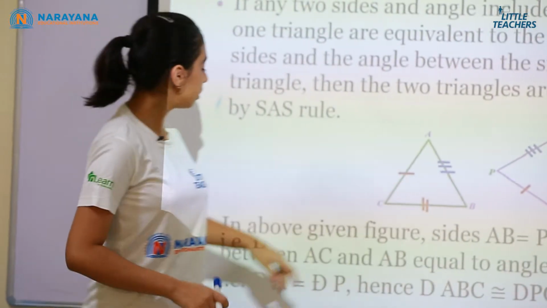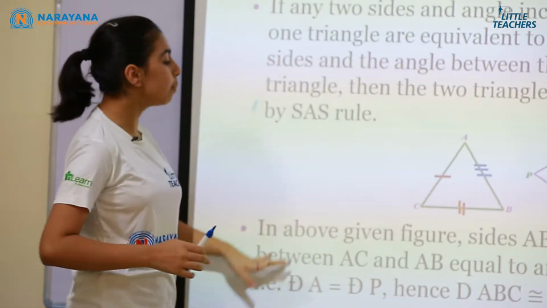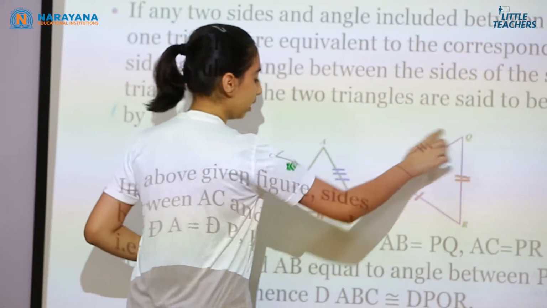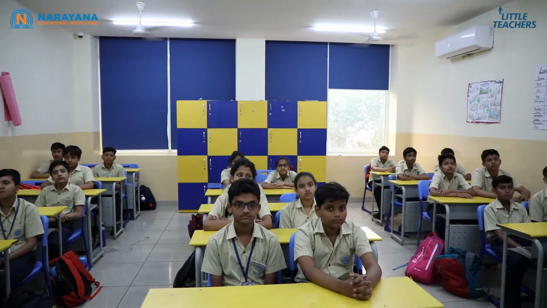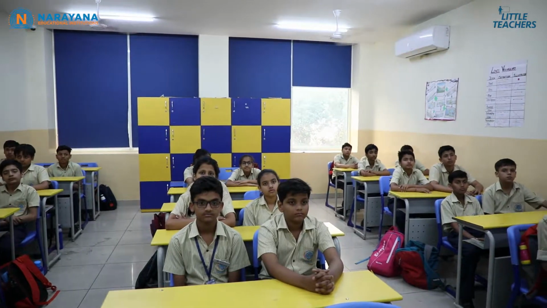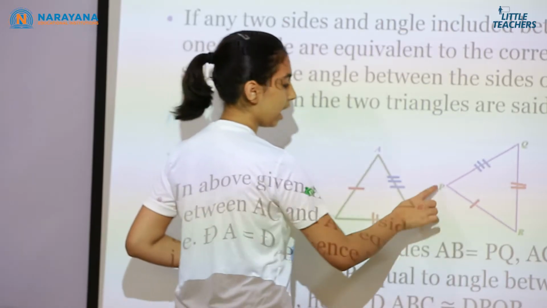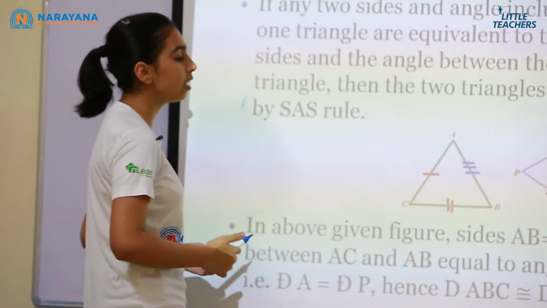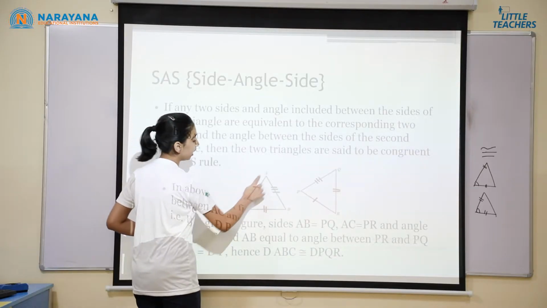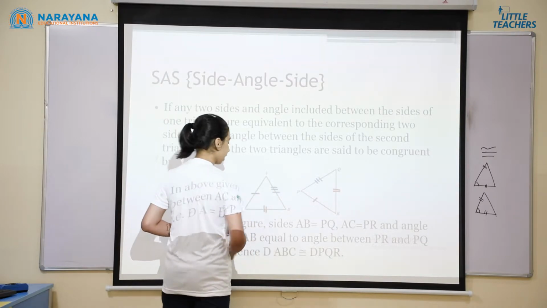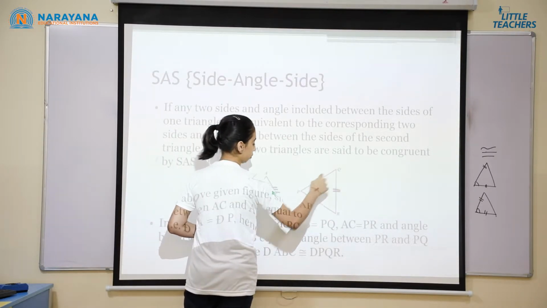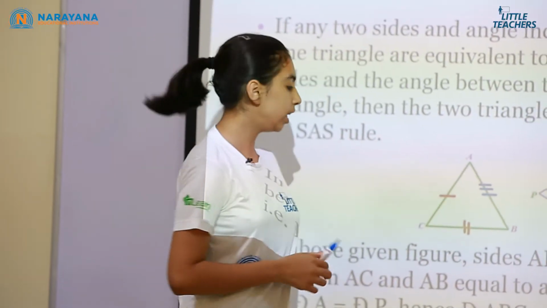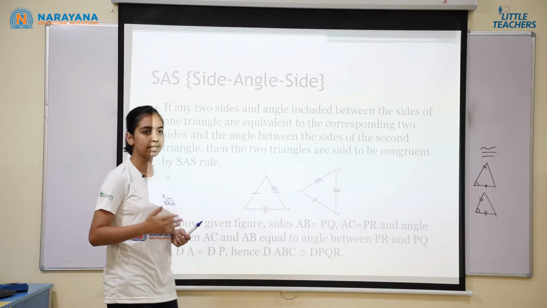Here also in the above given figure, sides AB and PQ are equal, as we have denoted with 3 lines, and AC and PR are equal. And the angle between AC and AB is equal to the angle between PR and PQ, that is this one angle. So 2 sides and the angle made between them are equal. Hence we could say that this is SAS criteria.